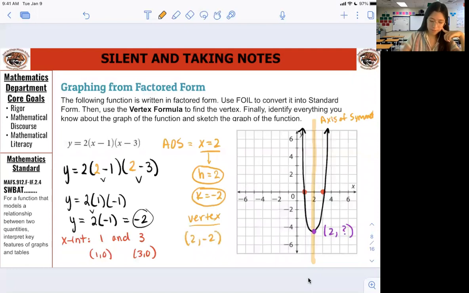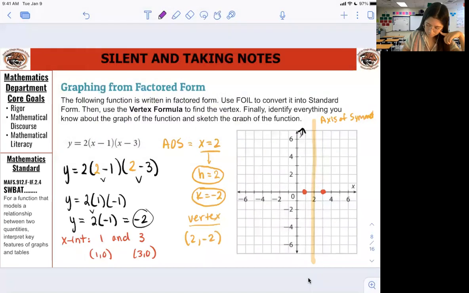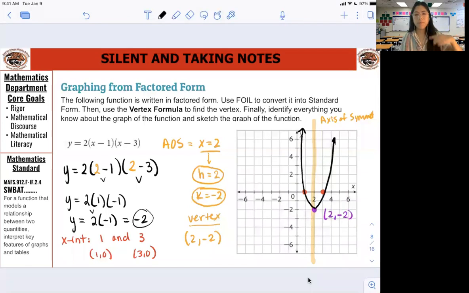So I was a little bit off, wasn't I? I was not in the right place. But let's go ahead and put it in the right location. (2, -2). And we're done.